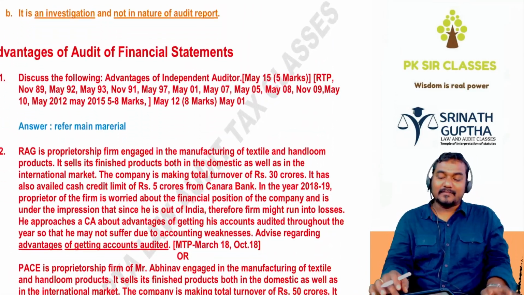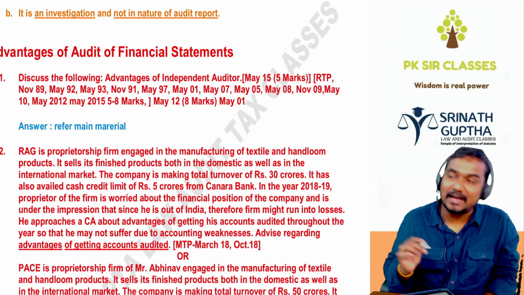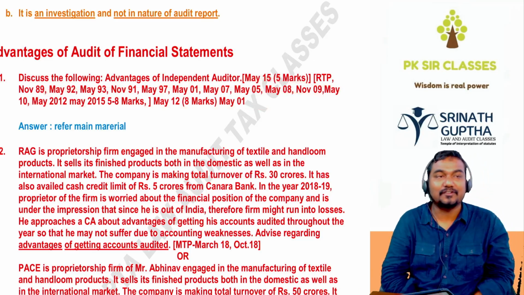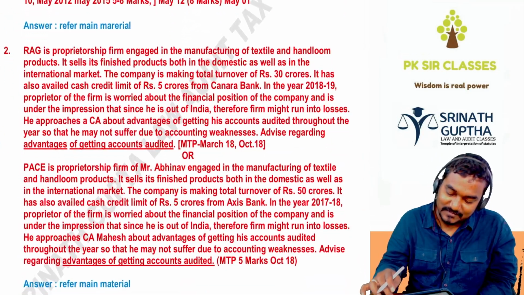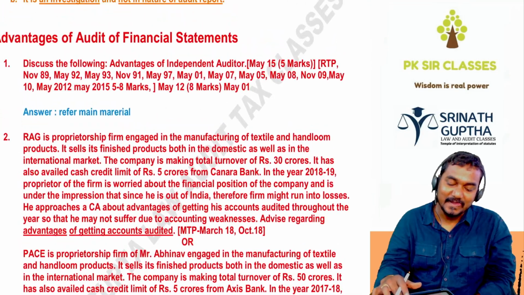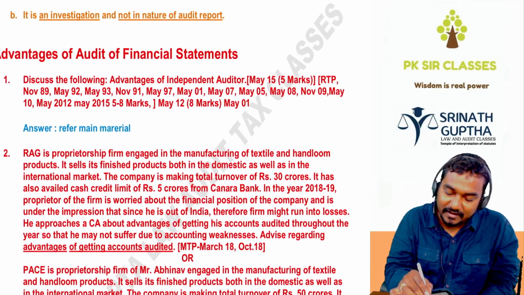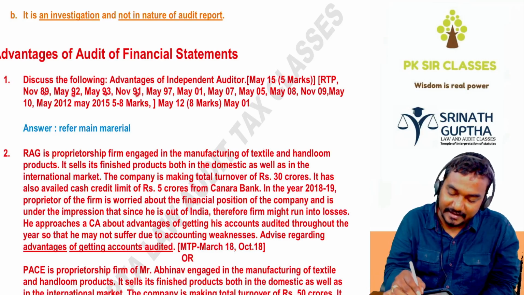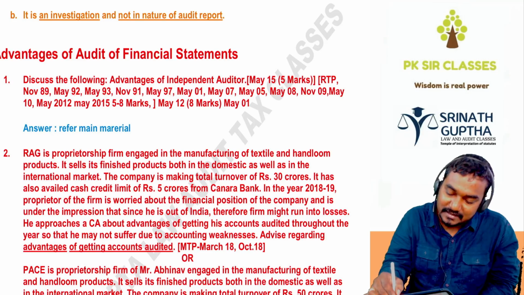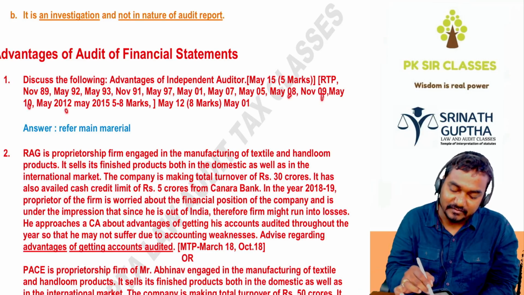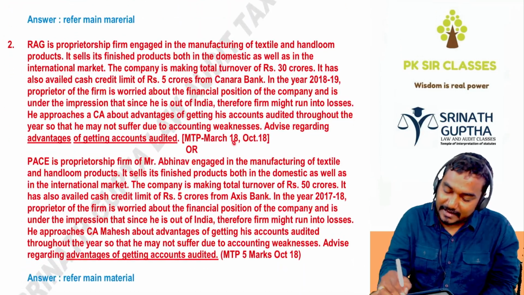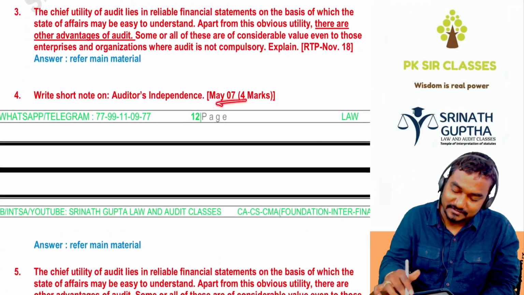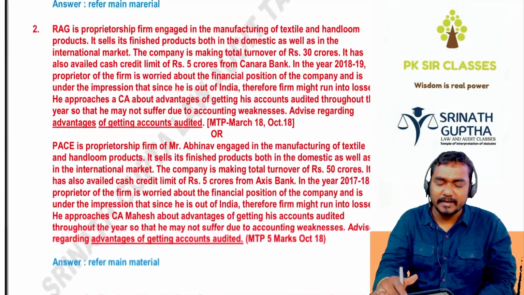Next question, beta. If you see, this question was asked nearly 25 times. Nearly 25 times, beta. See how many times the question came in the exam. Discuss the following advantages of the independent auditor. So many times in the exam, beta.